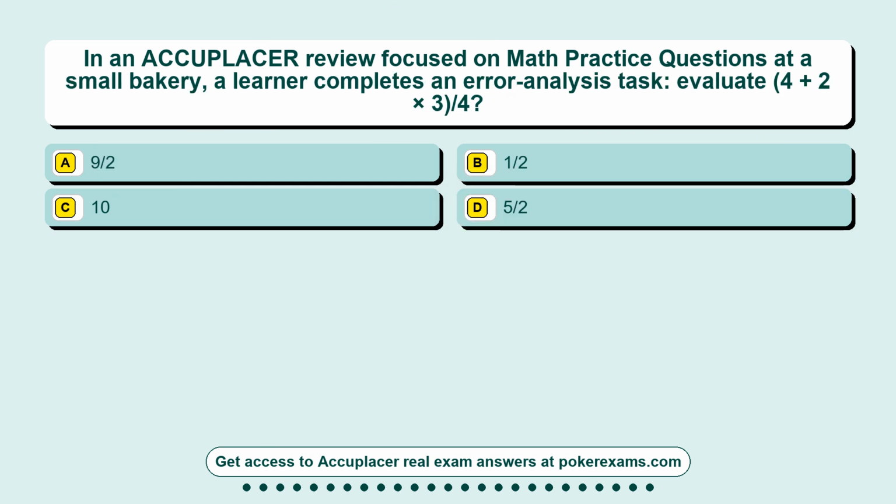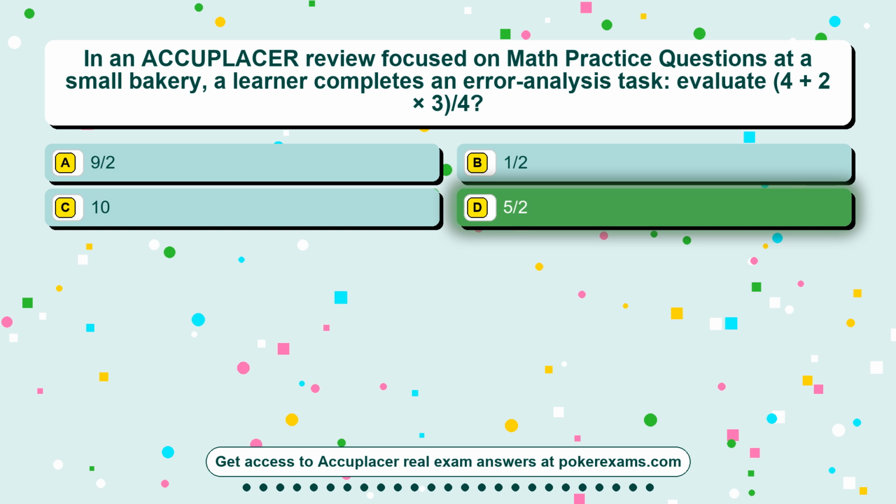Question 2. In an Accuplacer review focused on math practice questions at a small bakery, a learner completes an error-analysis task. Evaluate (4 plus 2 times 3)/4. Option A, 9 halves. Option B, 1 half. Option C, 10. Option D, 5 halves. The correct answer is option D, 5 halves.